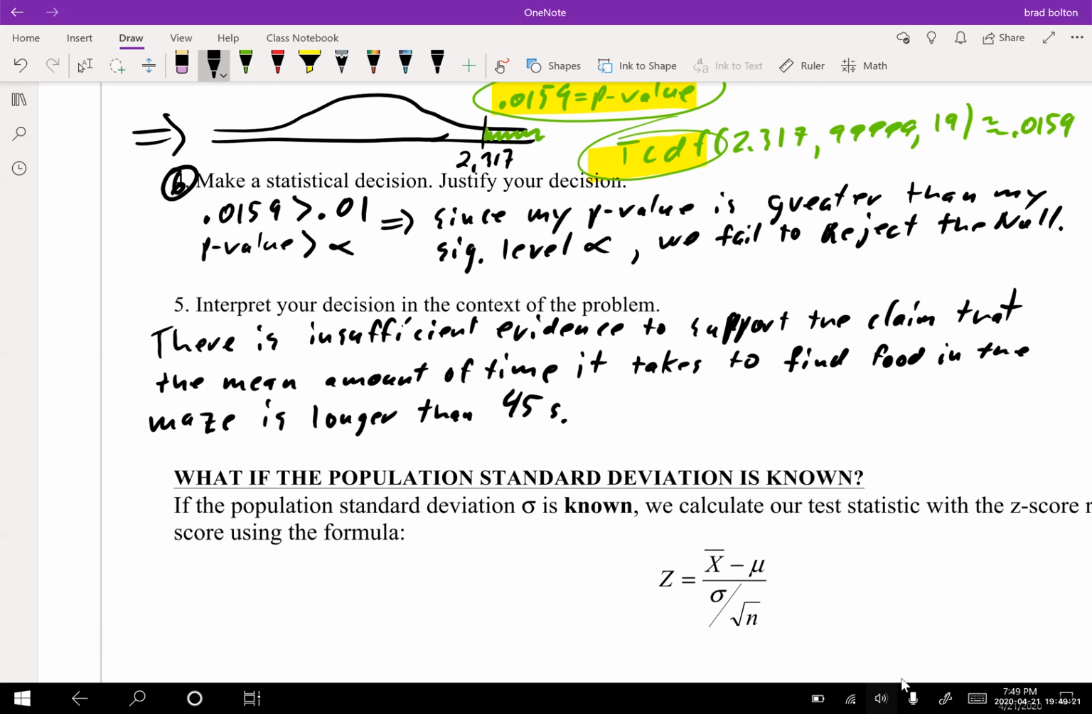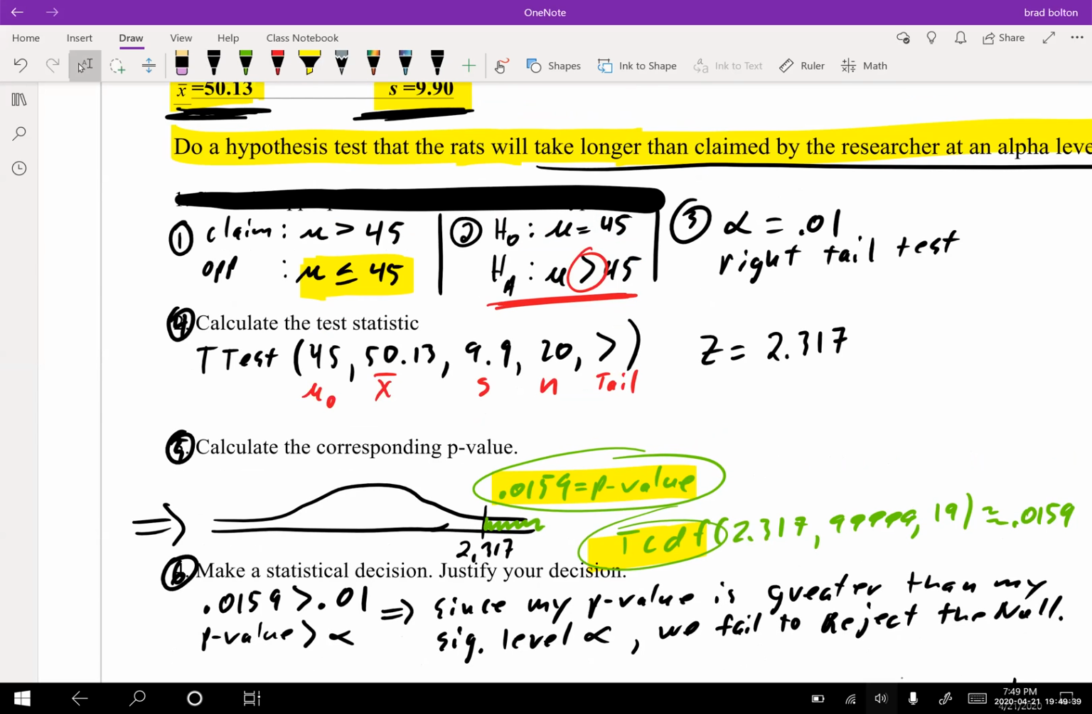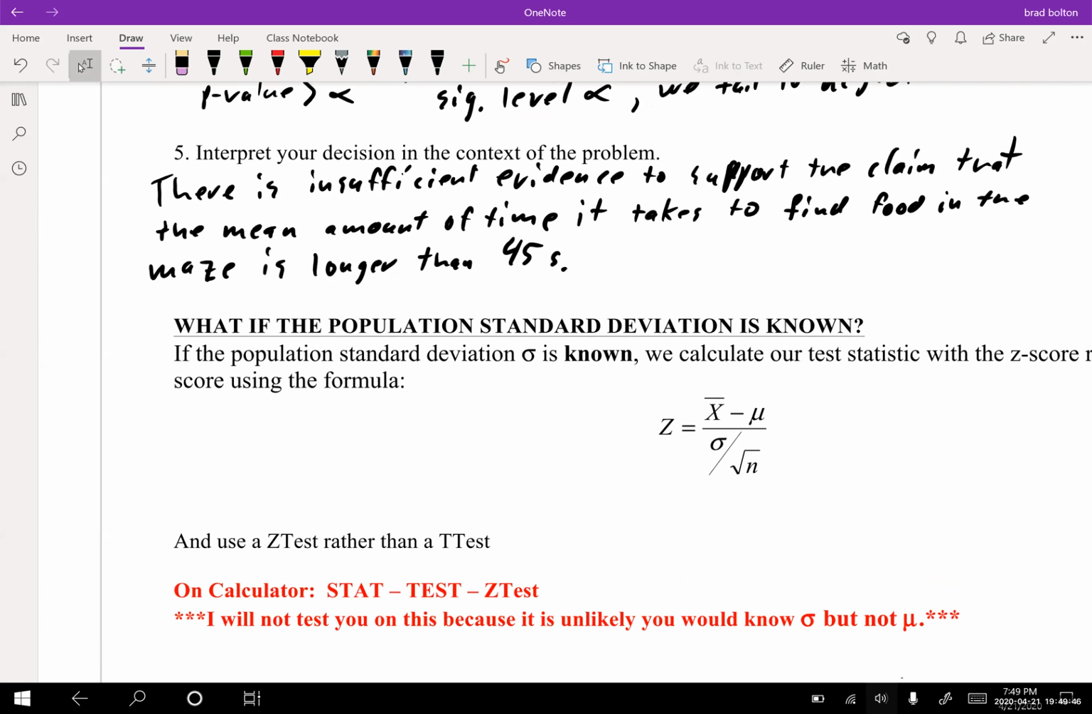But I think sometimes in the homework, they might ask you to expand on that. So you can say there is insufficient evidence to support the claim that the mean amount of time it takes to find food in the maze is longer than 45 seconds. We can't say that's for sure. We can't support that. And remember, that was the alternate. The alternate says that it would take longer than 45, right, if you're looking at step 2, and we can't support that. So just so you guys know, that would be how you could answer that. And this would be my step 7.